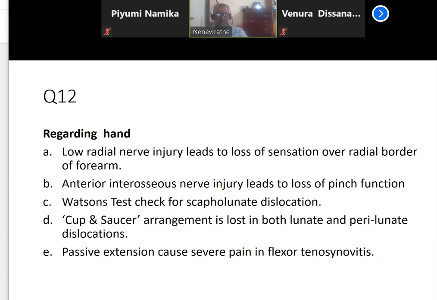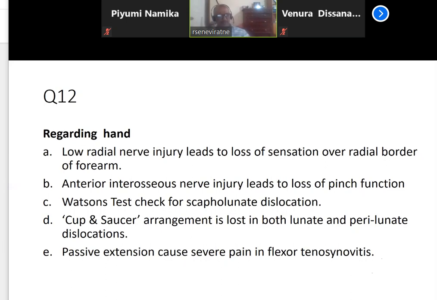Now, I think I told you last time about any joint, which includes the wrist joint: look, feel, move, special test, above and below. Okay, that's the algorithm. That is the mnemonic. Look, feel, move, special test, above and below. So this is a special test.